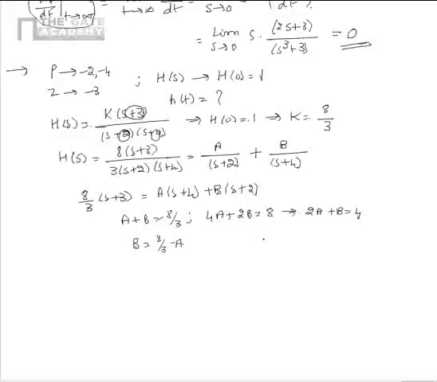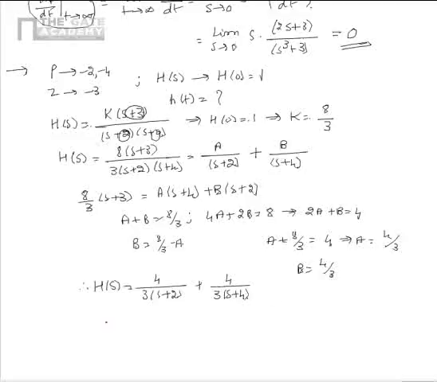But we know that B is equal to 8 by 3 minus A. So upon substituting, we get that A plus 8 by 3 is equal to 4. That implies A is equal to 4 by 3. So from this, we can write that B is equal to 8 by 3 minus A. So B is also 4 by 3. So finally, we can write the transfer function of the LTI system as H of s is equal to 4 by 3 into (s plus 2) plus 4 by 3 into (s plus 4).